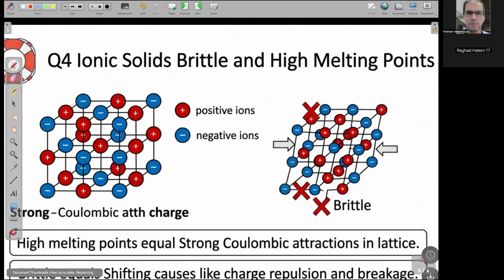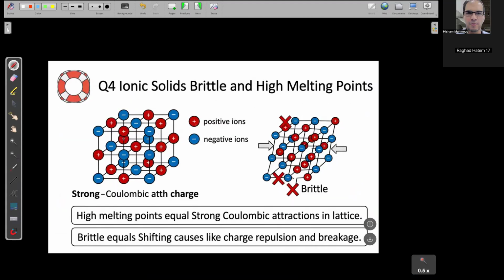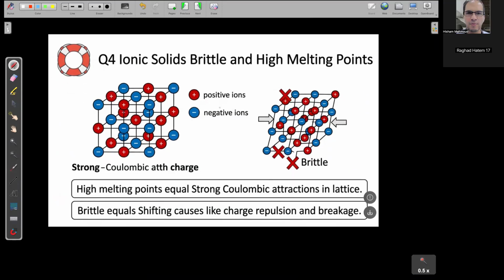The ionic compounds, as we said, are a positive ion and a negative ion alternating with each other. If you try to move it, it will be brittle. It will not change its shape. It's going to break down. It's a brittle shape. The high melting point equals strong Coulombic forces, and brittle equals shifting causes like charges repulsion.